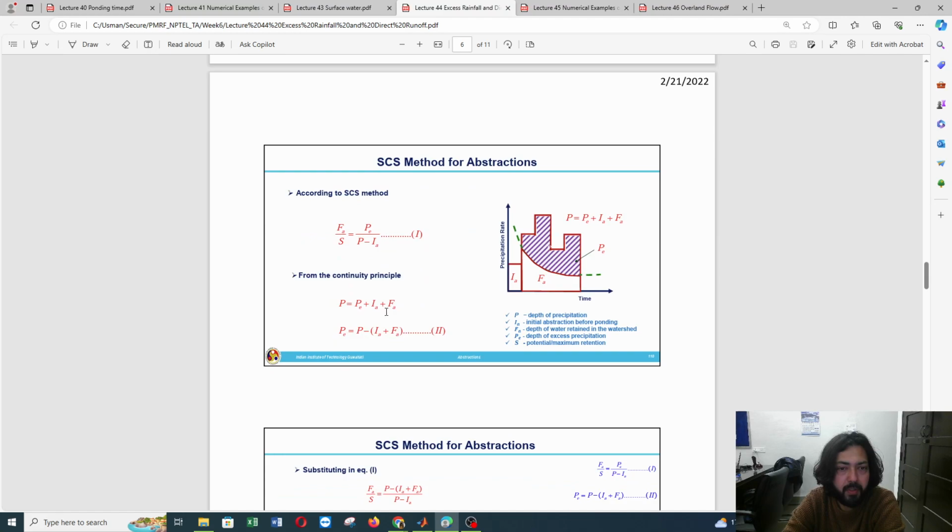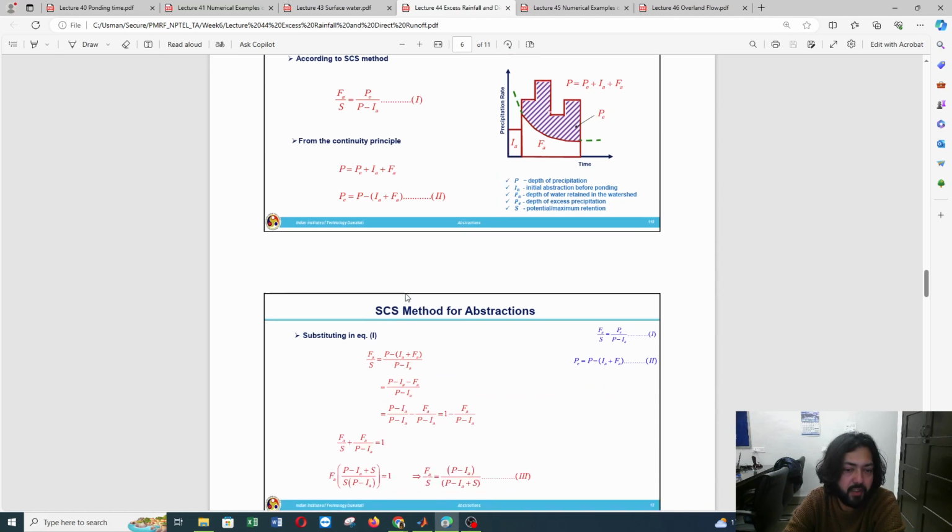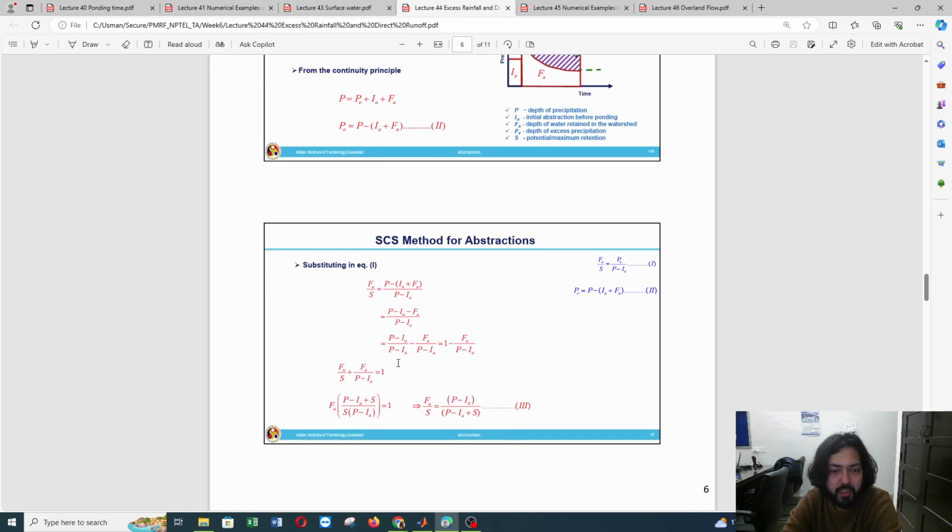So from continuity principle we know that the total rainfall is equals to excessive rainfall plus IA plus retention capacity. So we can calculate the value of FA from here and we can substitute in equation 1. So we have done that. Now we know that the initial abstraction.